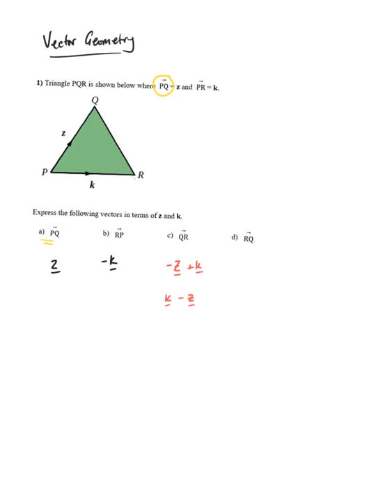So for the next question, I want to get from R to Q, so I want to go up there. Now again, I don't know the name of that path, but I do know how to get there via P. I can get to P, and then I can get from P to Q. So that's going to be minus K plus Z, which again we can rearrange to Z minus K.